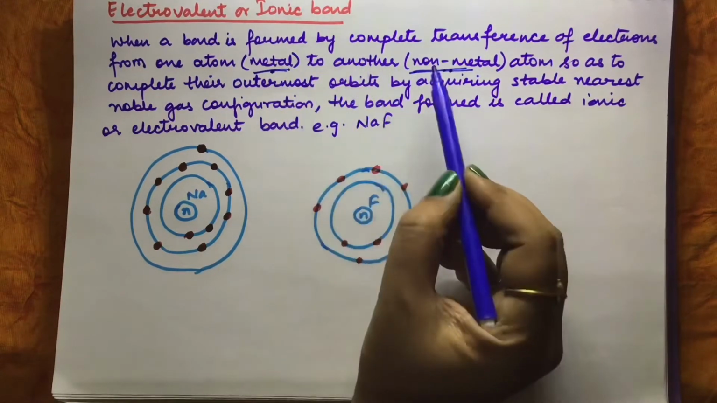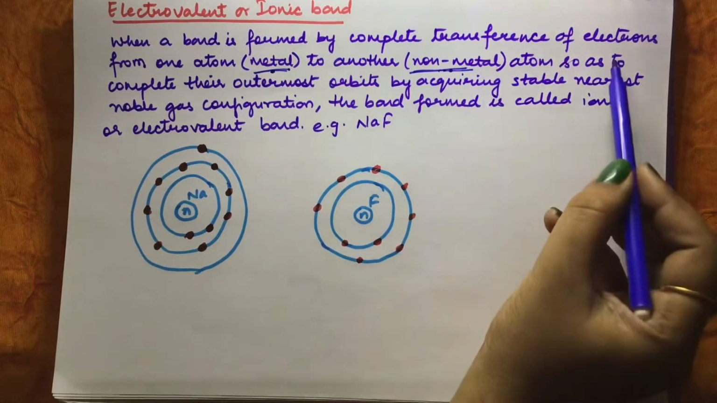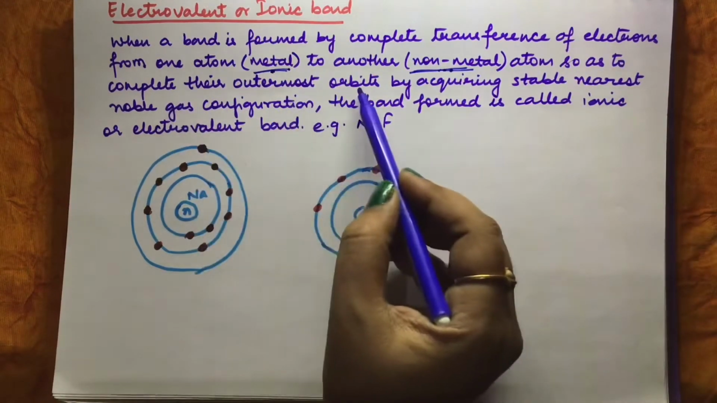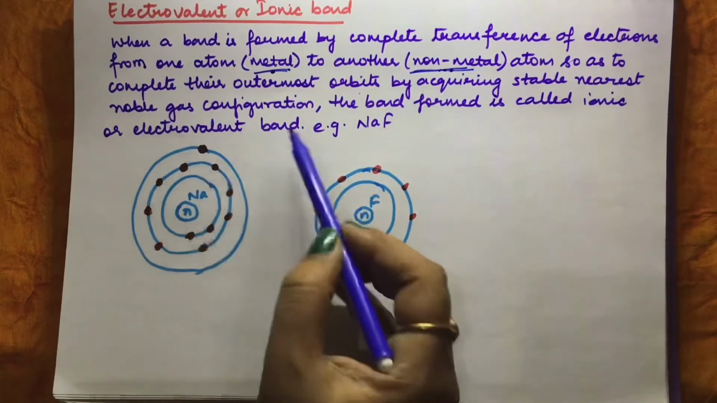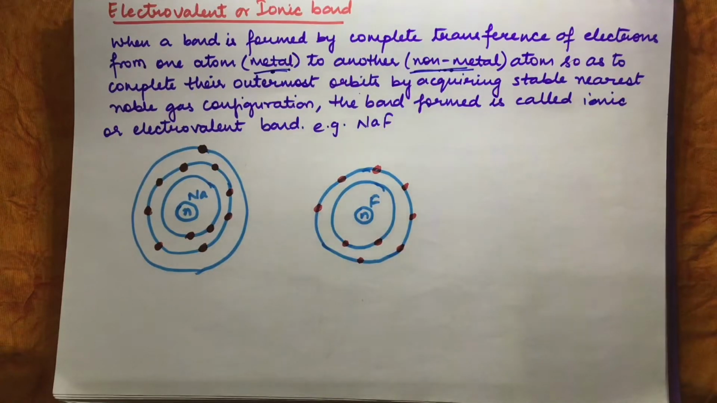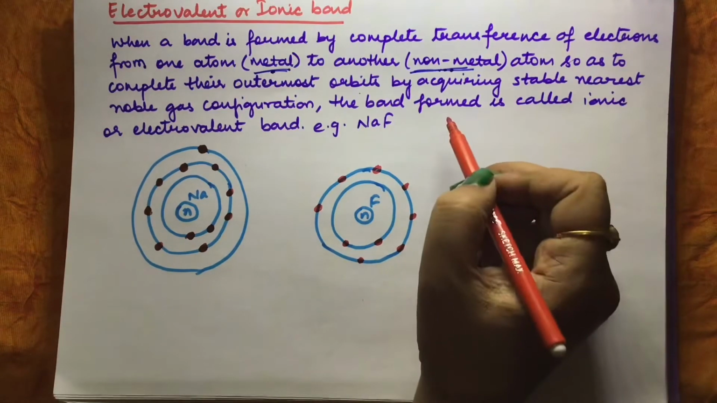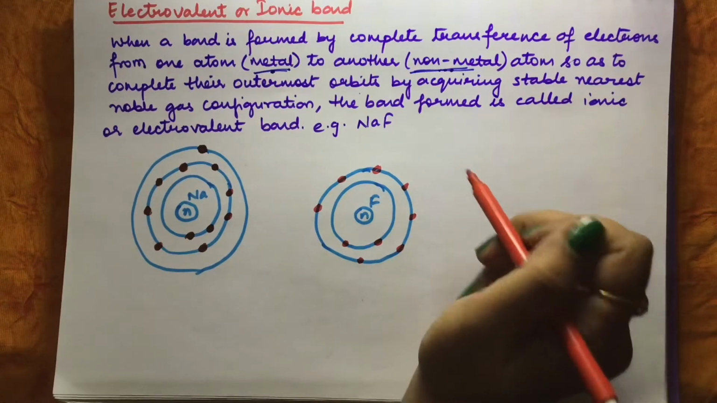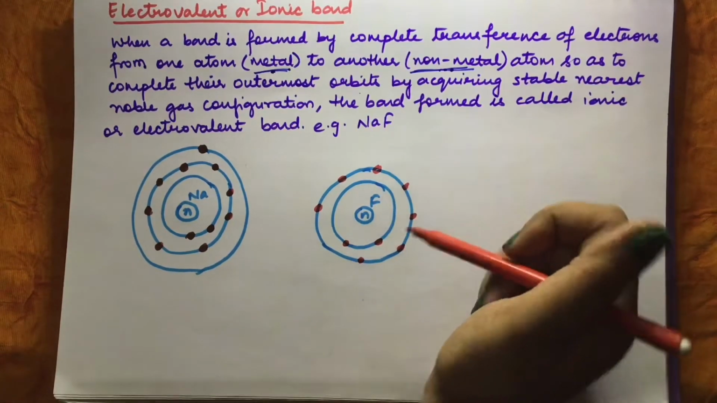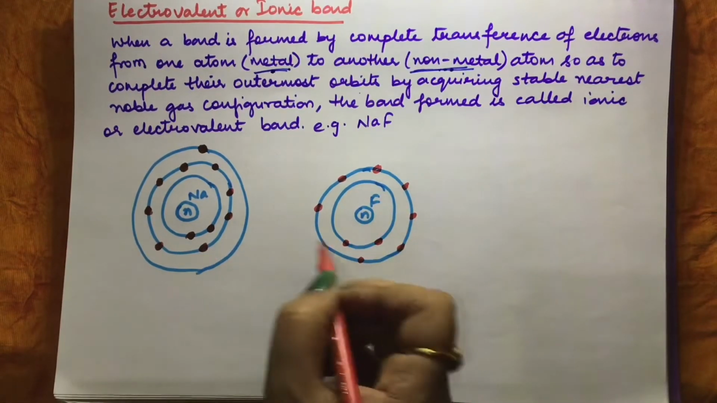And why does this transfer occur? So as to complete their outermost orbits by acquiring the stable noble gas configuration. So this transfer occurs so that the atoms can acquire the nearest stable noble gas configuration. For example, we can see the formation of the NaF molecule.